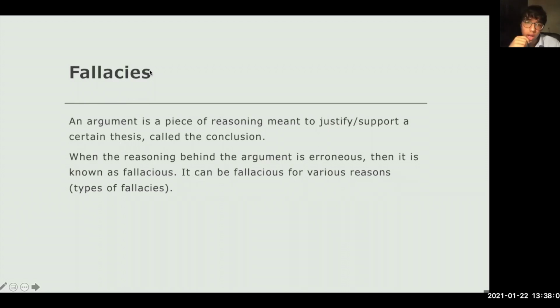Now let's start with fallacies. An argument is a piece of reasoning meant to justify or support a certain thesis called the conclusion. When the reasoning behind the argument is erroneous, it is known as fallacious. It can be fallacious for various reasons, and those reasons are the different types of fallacies. Essentially, arguments are what we make in debates and in statements, and many times these arguments are fallacious. The fallacies in arguments are essentially like cheating. If you want to recognize them, and not make them, we need to understand when we make them and recognize the different types of fallacies that exist.